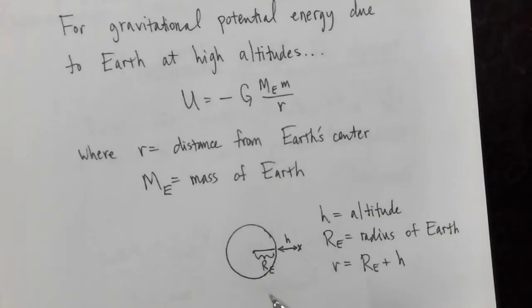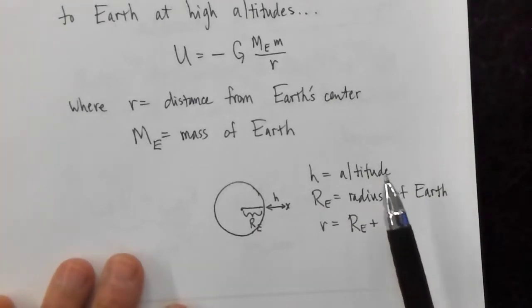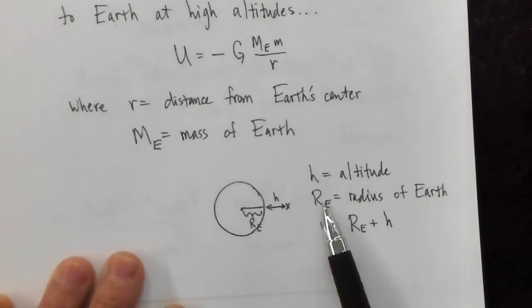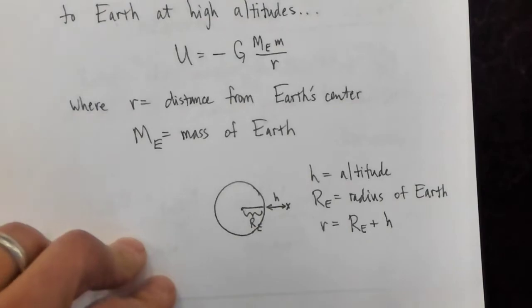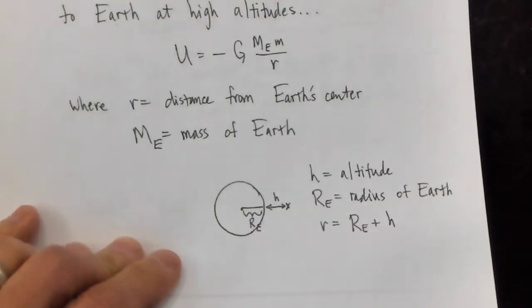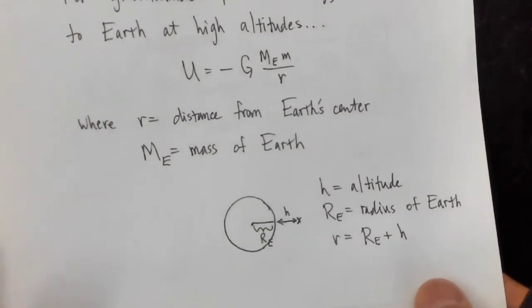Okay. Now, in some problems, they end up asking about altitude. Altitude is the distance from the surface of the Earth. R_E is the radius of the Earth, and the distance from the center will be the radius of the Earth plus the altitude. Okay. So typically when they do rockets and satellites, they talk about altitude rather than distance from the center. Questions about this?